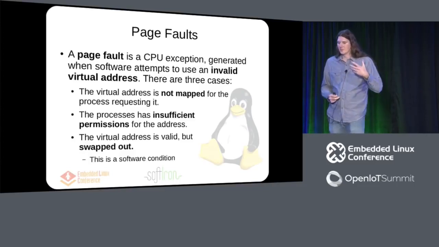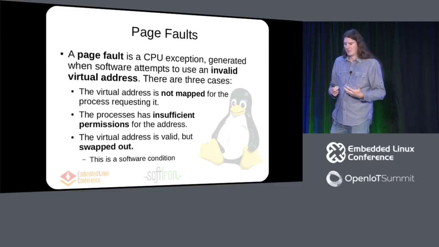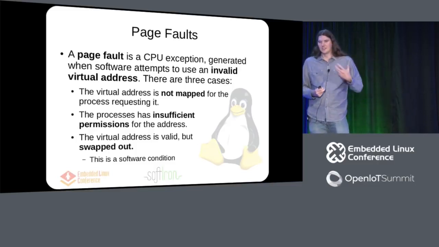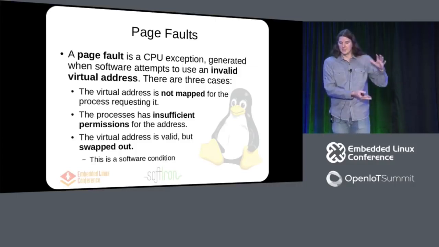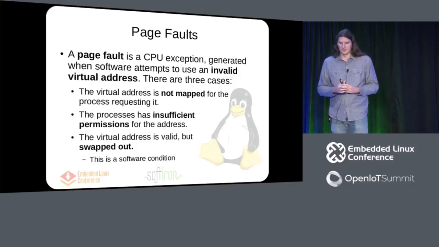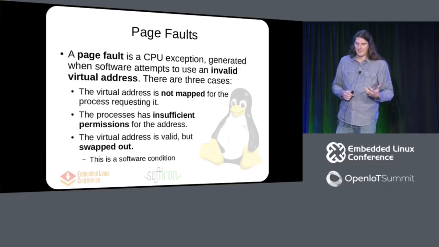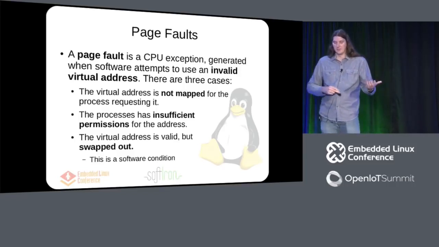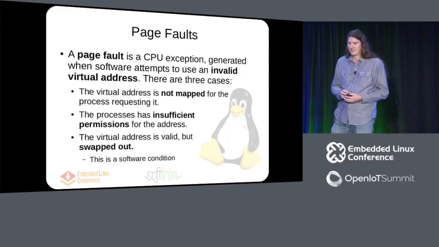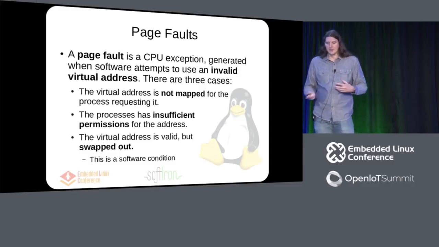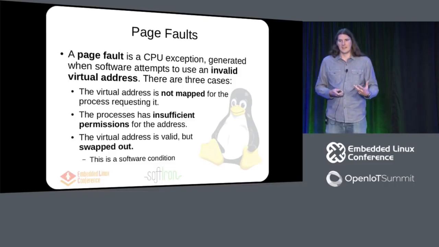So a page fault, as we've hinted at, is a CPU exception. It's generated when software attempts to use an invalid virtual address. There are really three cases where this might happen. The first is if the virtual address is simply not mapped at all into the virtual address space of the process that's requesting it. Another case is if the process has insufficient permissions for this address, so you're trying to write into something that's read-only, for example. And the third is if the virtual address is valid, but it's swapped out.